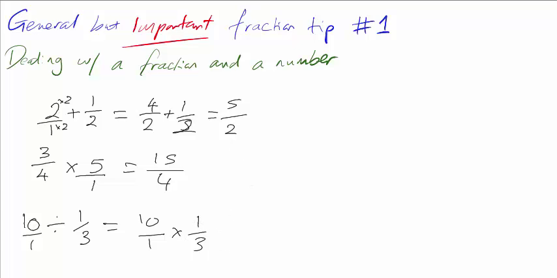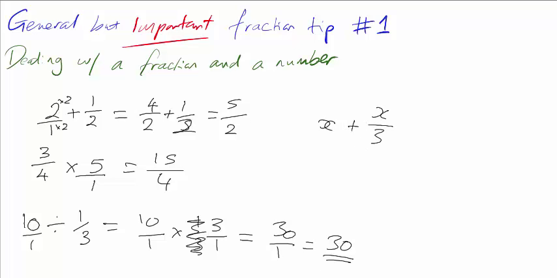Trust me. By the way, I've just realized I made a mistake on this. You flip the second one, so that should be that. So this ends up being 30 over 1, which is the same as 30. Alright? Very useful trick. Very useful trick. We'll be going further into that when you're dealing with something like this. So we'll go over that. Alright? But end of this video.